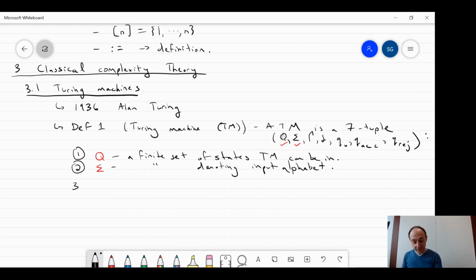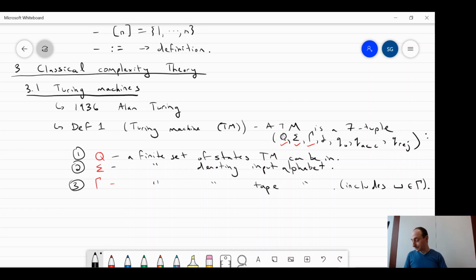Number 3. Let's now do gamma. Gamma is very similar to sigma, except now this is the general tape alphabet, the workspace alphabet. Again, it's a finite set. The reason we distinguish between these two is that typically the tape alphabet has an additional symbol which the input alphabet does not, and this includes the special blank symbol. The reason we don't include this in the input alphabet is that usually the blank symbol is used to demarcate the end of the input, basically.